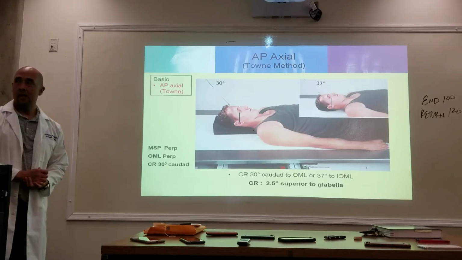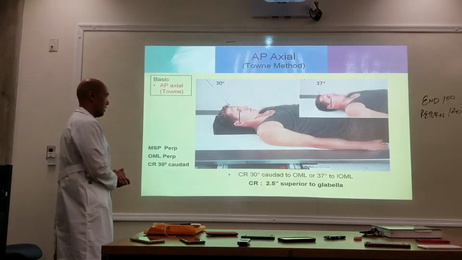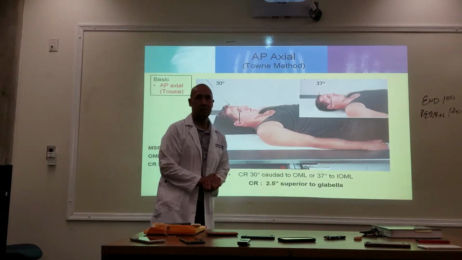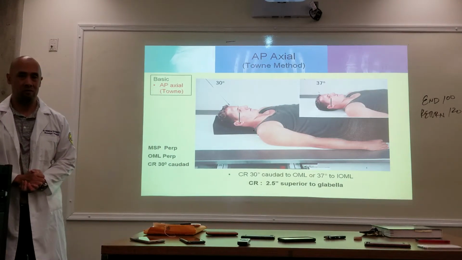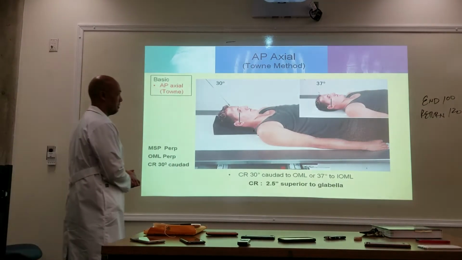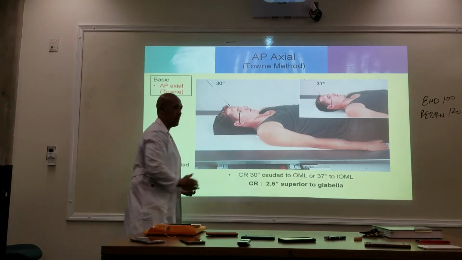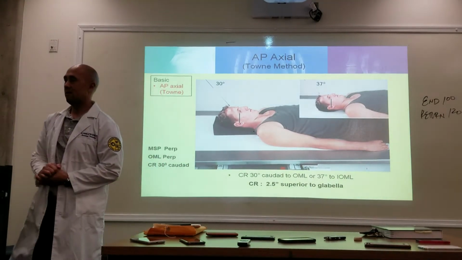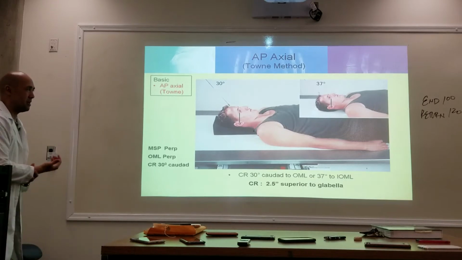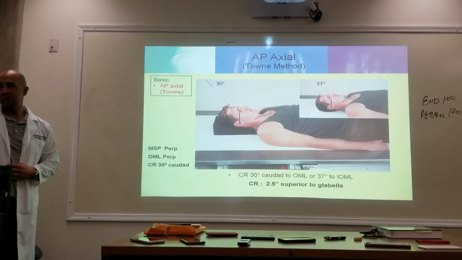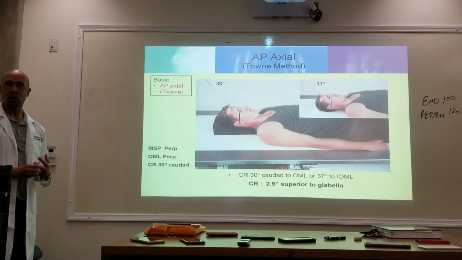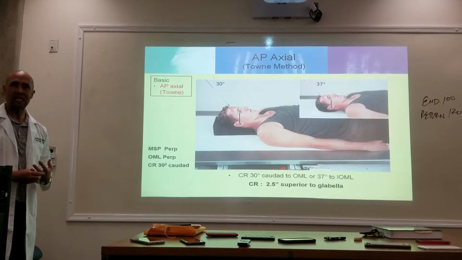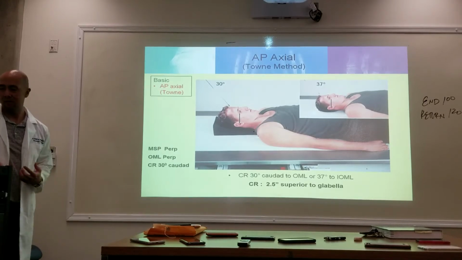Okay? So the purpose of this Towne method is to look at the occipital bone. We are looking at the back of the head, the occipital bone. So with the steep angle, do you think the finished image is going to look a little bit distorted, elongated? Yeah. Because that's what we're trying to do, we're trying to elongate the occipital bone.